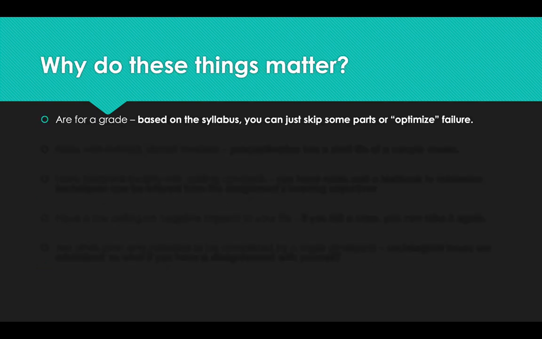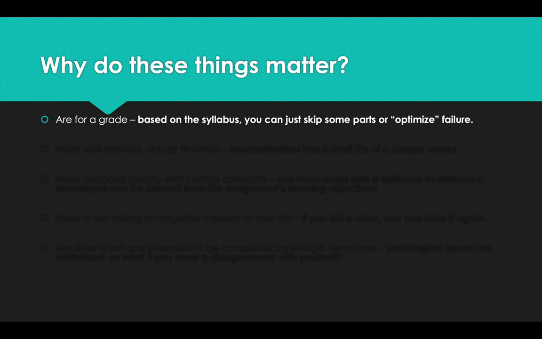So why do these things matter from a having differences with software engineering tasks perspective? So basically, if you are looking at something for a grade, you can look at the syllabus, you can figure out, hey, this one programming assignment is only worth 4 points in the grand scheme of things. And if I have another assignment due on the same day, maybe I can take the late penalty and then everything will be fine. Or you can kind of optimize your sense of failure.